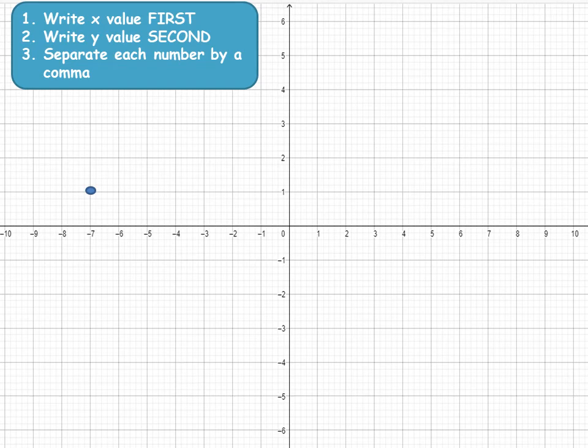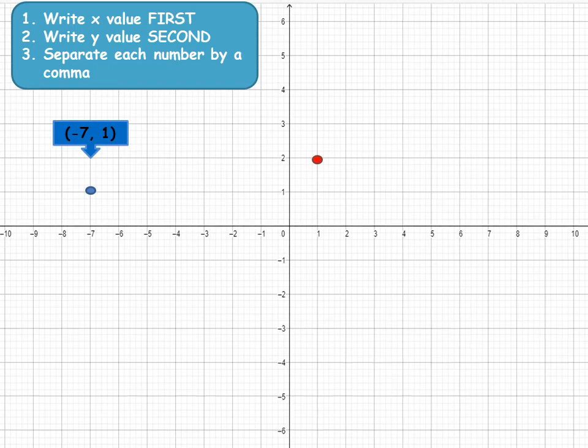What y value is this dot lined up with? Let's look on the y-axis. This is our y-axis here. What value? 1. Very good. So we're going to write our x value first, and our x value is -7, and we're going to write our y value next, and that gives us -7, 1. Try this one now. Try this one on your own. Find the x value, then find the y value.